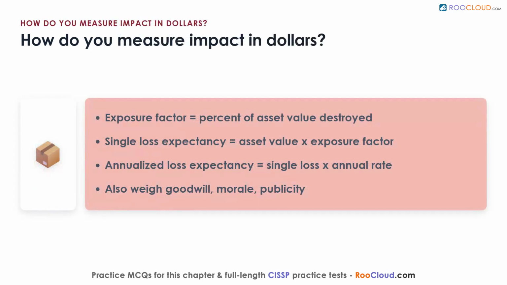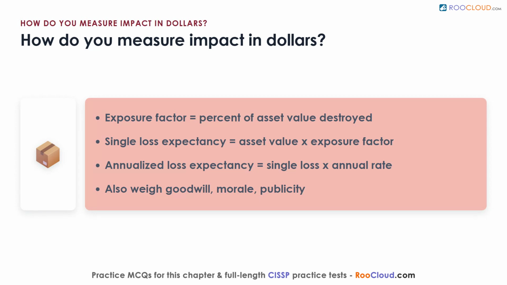How do you measure the impact of each risk in dollars? This stage turns likelihood into consequence using 3 linked quantitative metrics. The exposure factor is the share of an asset's value that a risk would destroy, written as a percentage. If a fire would wreck 70% of a building, the exposure factor is 70%. The single loss expectancy is the money lost each time the risk hits, and you get it by multiplying asset value by exposure factor. A building worth $500,000 with a 70% exposure factor gives a single loss expectancy of $350,000.